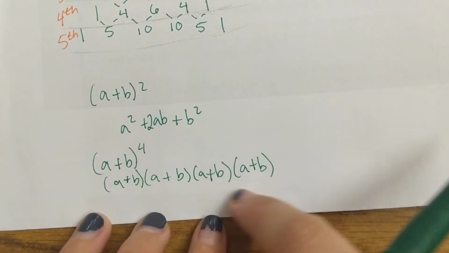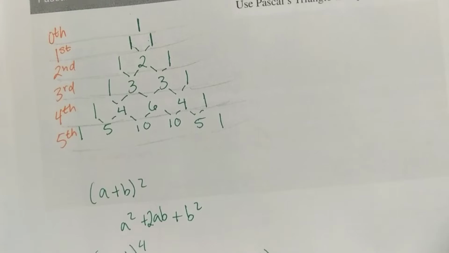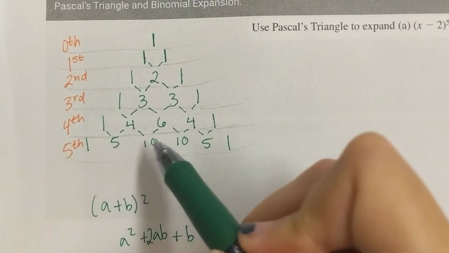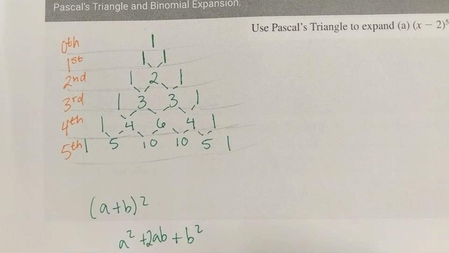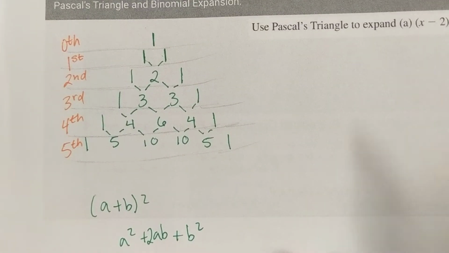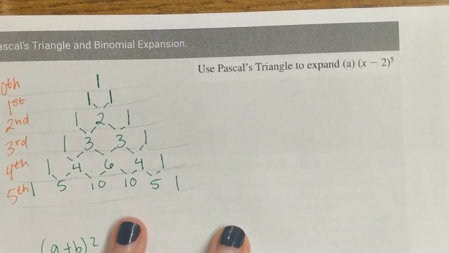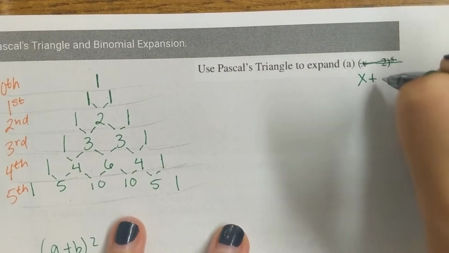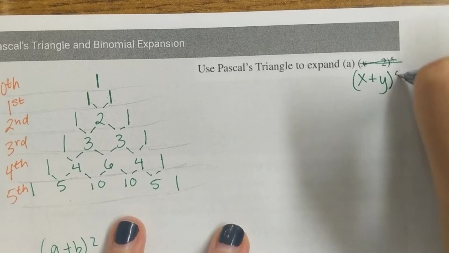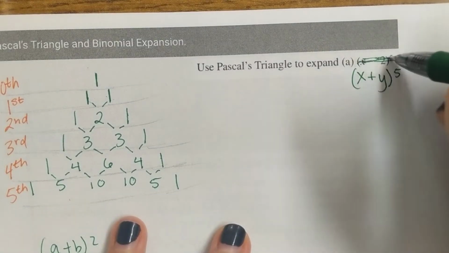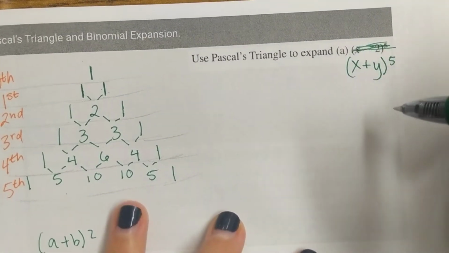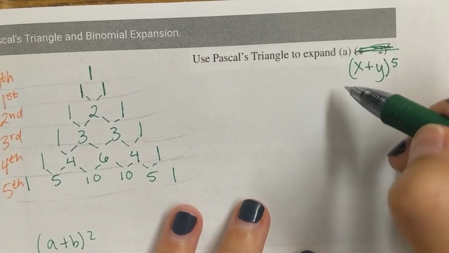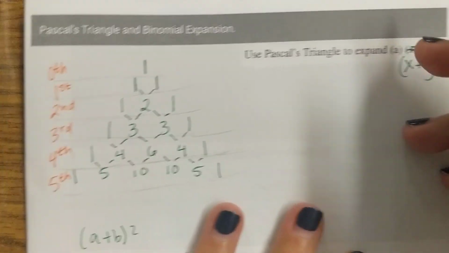Okay, so Pascal noticed that these numbers actually showed up in other places in math, and we're going to use them to expand a binomial. And you know what? I decided I'm going to change this example. We're going to do x plus y to the power of 5. So yours will probably have the right number. I'll print out yours to have the right number. So x plus y to the 5th. Okay.